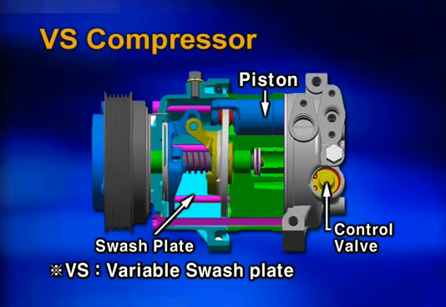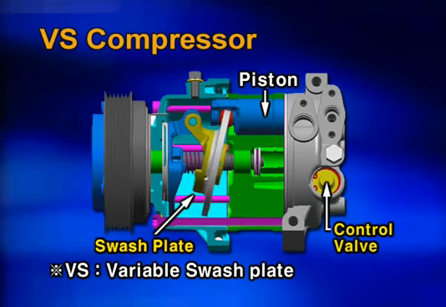The variable swash-type compressor is applied. The VS-type compressor is the device by which the intake-exhaust amount of the refrigerant is automatically controlled by the control valve and swash plate according to the cooling load, the pressure of the refrigerant flown into the compressor.